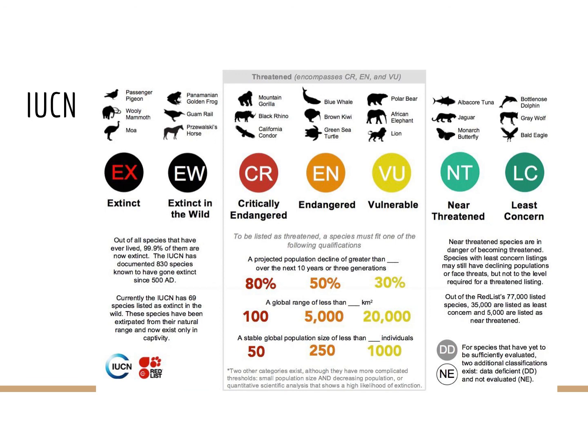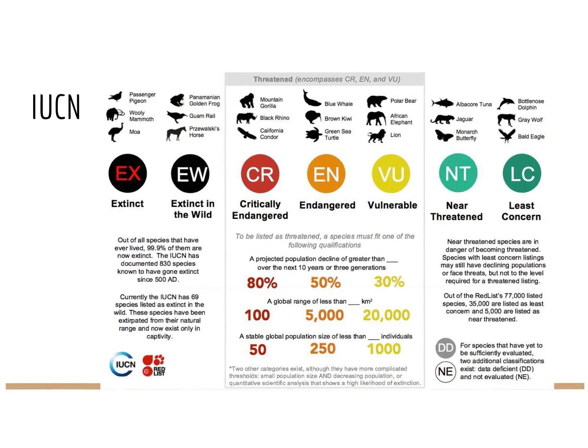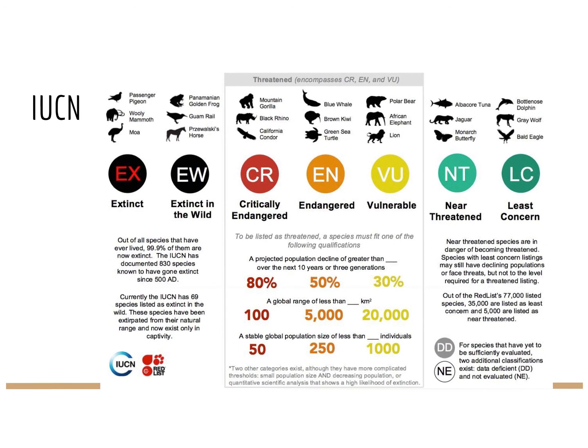If you're interested in looking up more about this, there is the IUCN Red List. And this lists most species and it gives them some kind of tag as extinct in the wild, critically endangered, vulnerable, near threatened, or least concern. And this is a red list. It's available online.